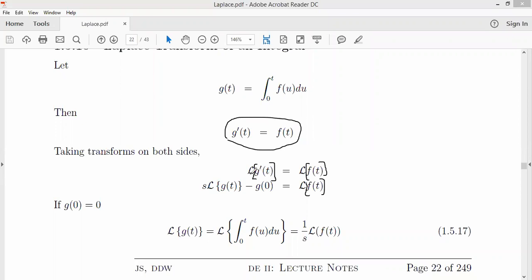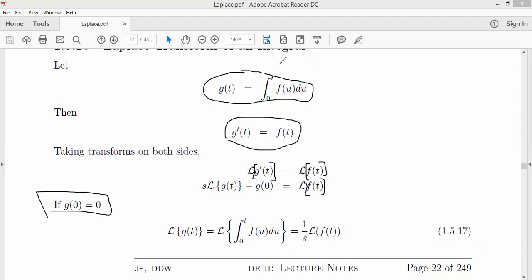It would mean you now have s. Remember L of g prime t, we have already computed this, this would be s times the Laplace of g(t) minus g(0), which is equal to that. So if this is the case, and if we impose this condition here, if g(0) is zero, it means this goes to zero, you remain with s L{g(t)}, but you want the Laplace of g(t). If you make this the subject, it will be one over s times L of f(t), this one here.